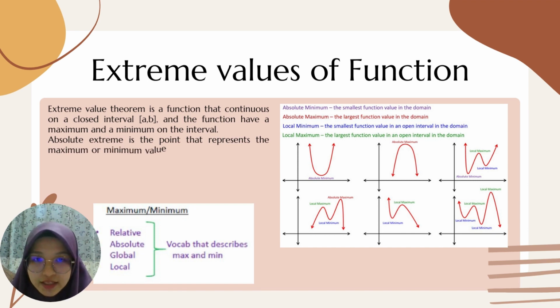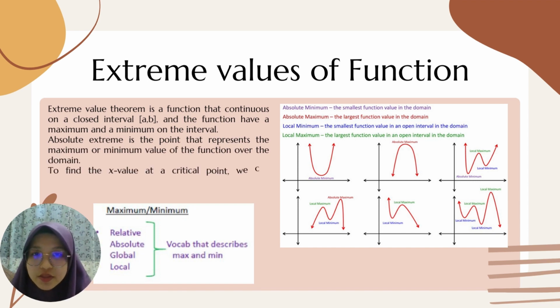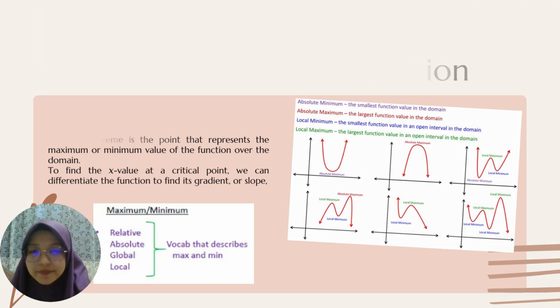Jadi di sebelah kanan kita ada beberapa contoh graf untuk extreme values. Untuk extreme values kita ada absolute minimum, absolute maximum, local minimum dan local maximum. Untuk absolute minimum, the smallest function value in the domain. Untuk absolute maximum, the largest function value in the domain. Local minimum, the smallest function value in an open interval in the domain. And lastly, local maximum, the largest function value in an open interval in the domain.